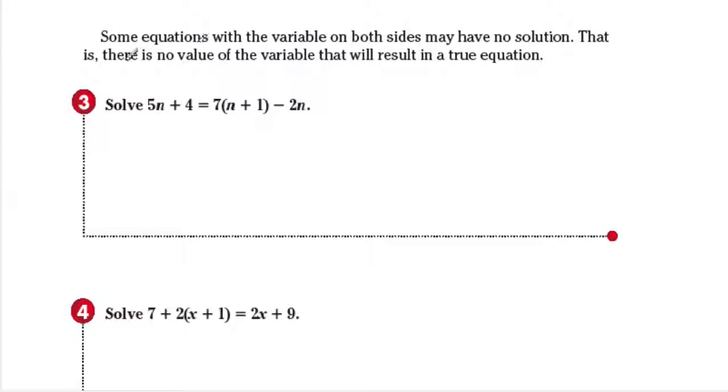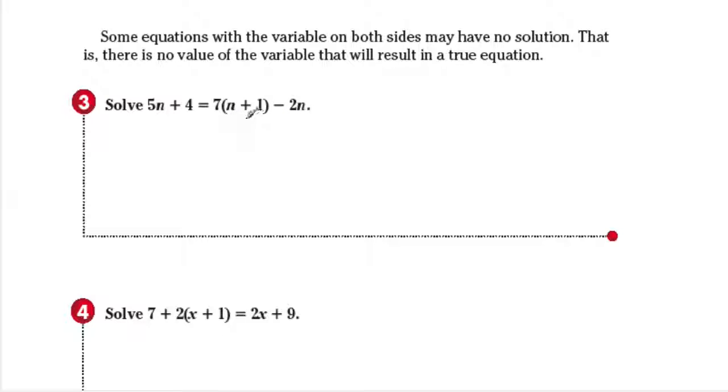Okay, let's take a look at example 3. Some equations with a variable on both sides may have no solution. That is, no value of the variable will result in a true equation. Let's see how we come up with a solution or no solution: 5n plus 4 equals 7 times the quantity n plus 1 minus 2n.